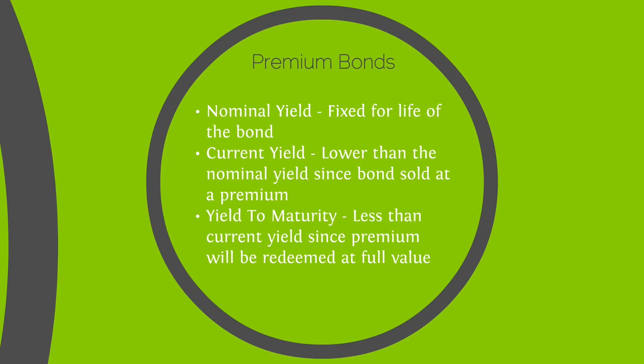And the yield to maturity is less than the current yield since that premium has to be amortized to get down to the normal full par value. So we have a yield to maturity which is lower than the current yield, which again is lower than the nominal yield in the case of a premium bond.